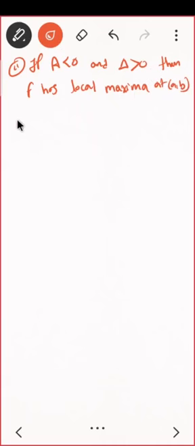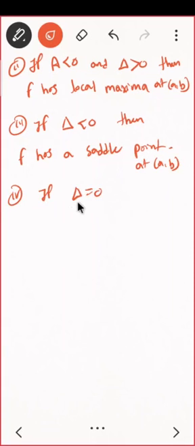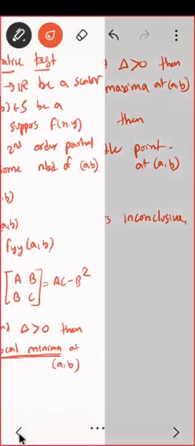Okay, and third is if delta is less than 0, then f has a saddle point at (a, b). Okay, the fourth one is if delta is 0, then the test is inconclusive. So you need to remember this thing.